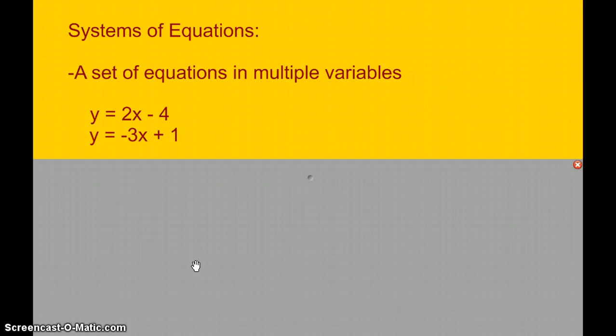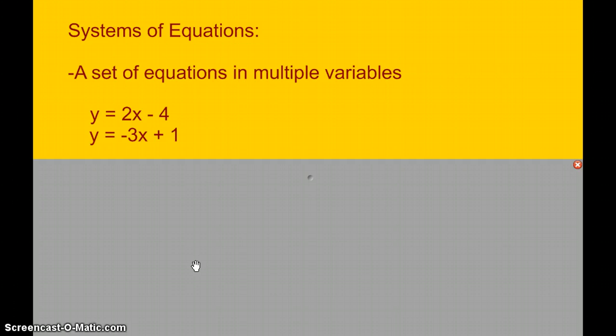A system of equations refers to a set of equations in multiple variables. In other words, a set means we have more than one equation, and in multiple variables means that you're not just going to have an x in the equation. If you look at our example here, we have two equations that both have x's and y's in them. And so this is what we call a system of equations.